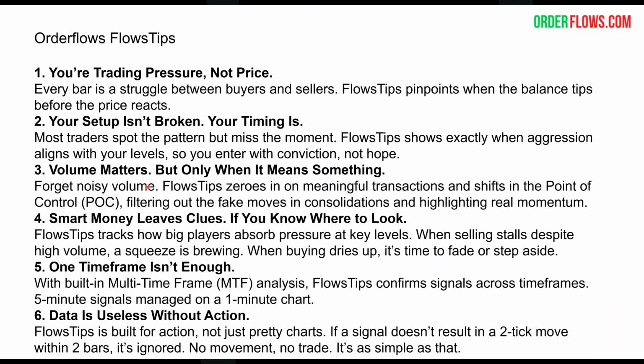Smart money leaves clues if you know where to look. Right? Flows tips tracks how big players absorb pressure at key price levels. When selling stalls despite high volume, a squeeze is brewing. When buying dries up, it's time to fade or step aside. Okay, so you've got to understand, right, how big players act in the market. Right, they're going to absorb selling at important levels. Whether it's at lows, we would call that absorption, but if it's at highs, we call it resistance.